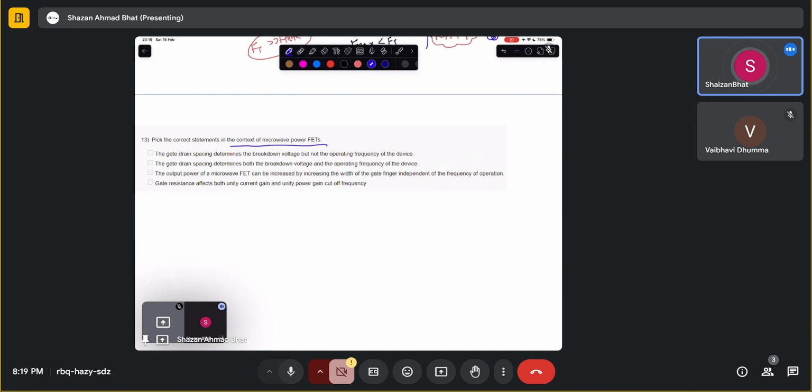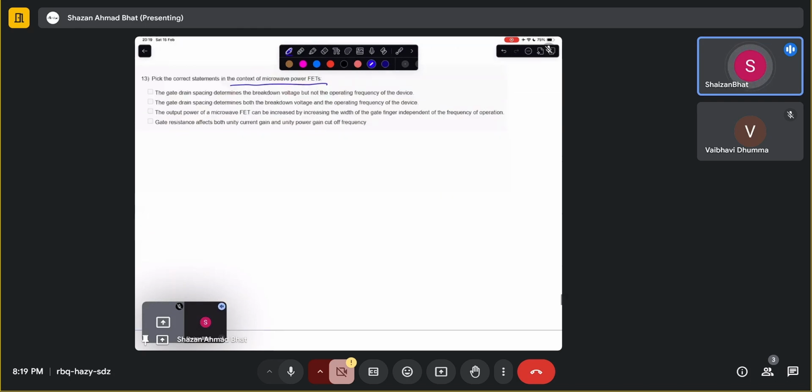Okay, what is it saying? The gate range spacing determines breakdown, but not the operating frequency. The gate range determines breakdown and op... yes, that's what I was telling you.